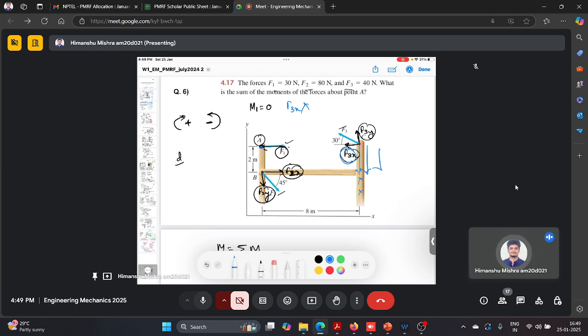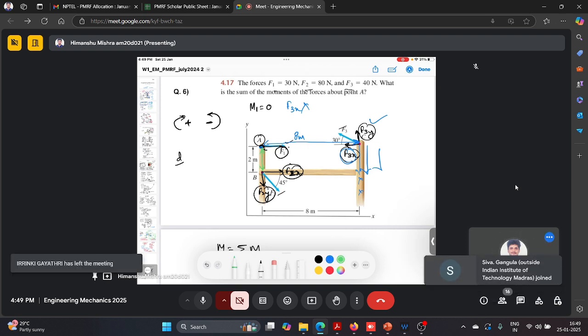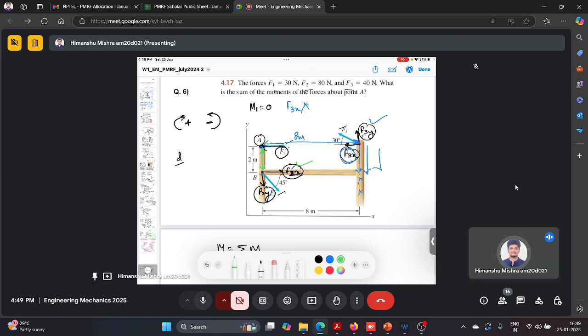Similarly, the perpendicular distance of F3y to point A will be this. This is the perpendicular distance, which is 8 meter. So this force is creating a movement about point A. The F2x has the perpendicular distance, which is this, about point A. So F2x is again creating a movement about point A, and F2y, since it doesn't have any perpendicular distance from point A, is not involved in creating movement about point A.